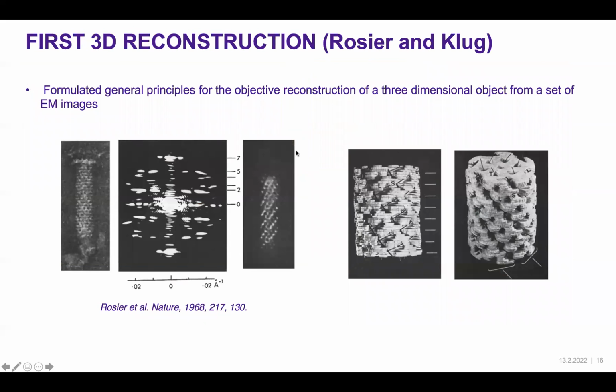So the 3D reconstruction of particles was first formulated already more than 50 years ago by Rosier and Klug. They have formulated principles of 3D reconstruction using a set of EM images.